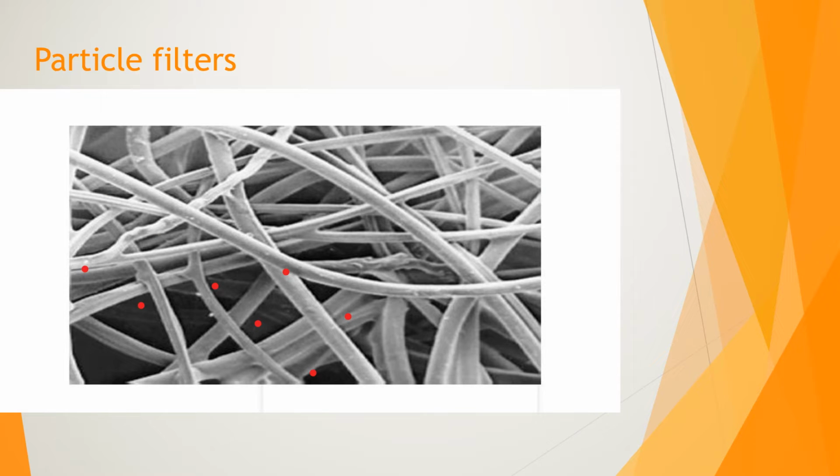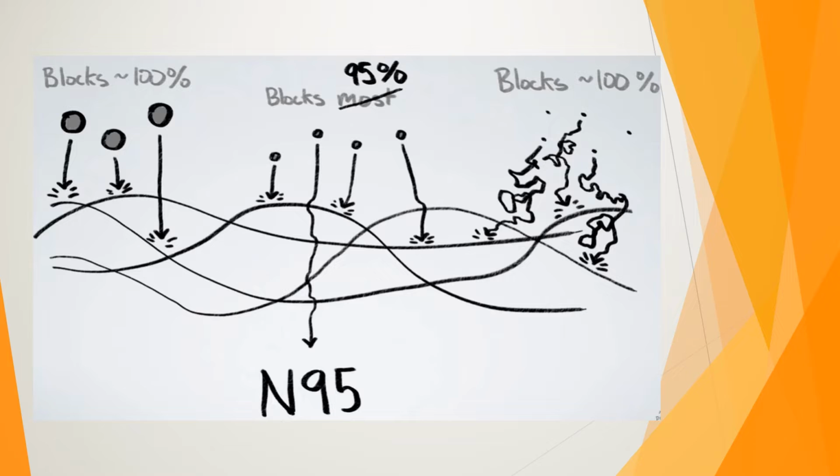This is a close-up picture of the fibers of a mask. They are a random weave of fibers which captures the particles, and can you see the little red dots on the picture for an example? The horizontal wavy lines of this picture represent the fibers of a mask. The larger particles on the left of the picture move in a straight line, and because of the random weave of the mask fibers, they're almost certain to hit a fiber and stick.